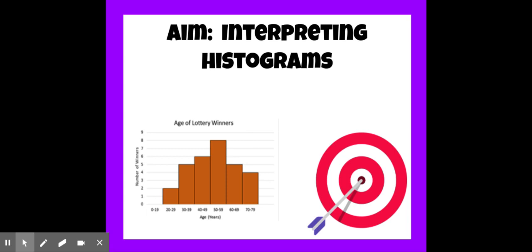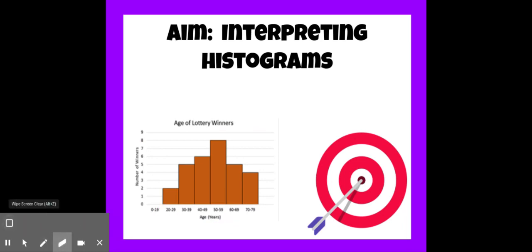Hey guys, so what we're going to talk about today is how to interpret a histogram. A histogram is just another type of graph to display a certain type of data, specifically numerical data. It's usually grouped at the bottom in intervals, and all of the bars are touching, and each axis is labeled with a title to tell us what we're actually looking at. So it's important to analyze that first before you start interpreting it.